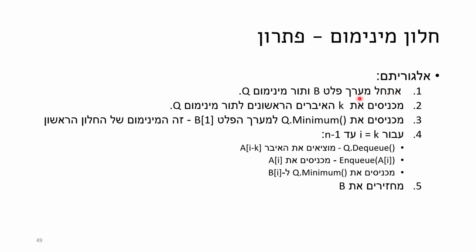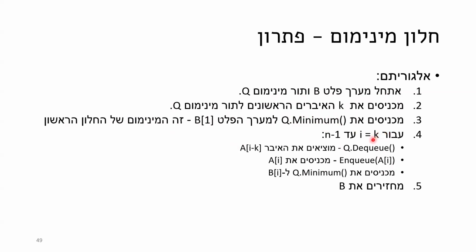Okay, so initialize the output B and the minimum Q, and then we will insert the first k elements into our minimum Q, and then we're going to take the minimum into that first place, right? That's the minimum of the first window, and this happens in O of 1.